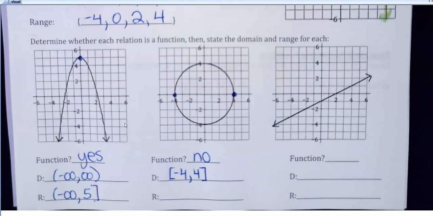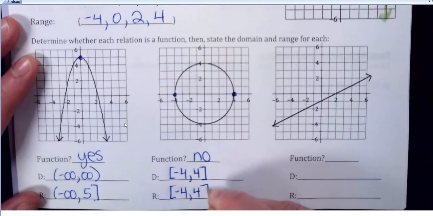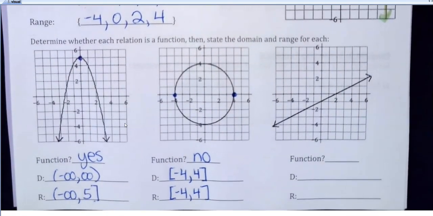What would you guys write for the range? Same thing, right? If it's centered at 0, 0, which it is, we'll do some different stuff later in the semester, but it's actually exactly the same for the domain and range if you have a circle centered at 0, 0.